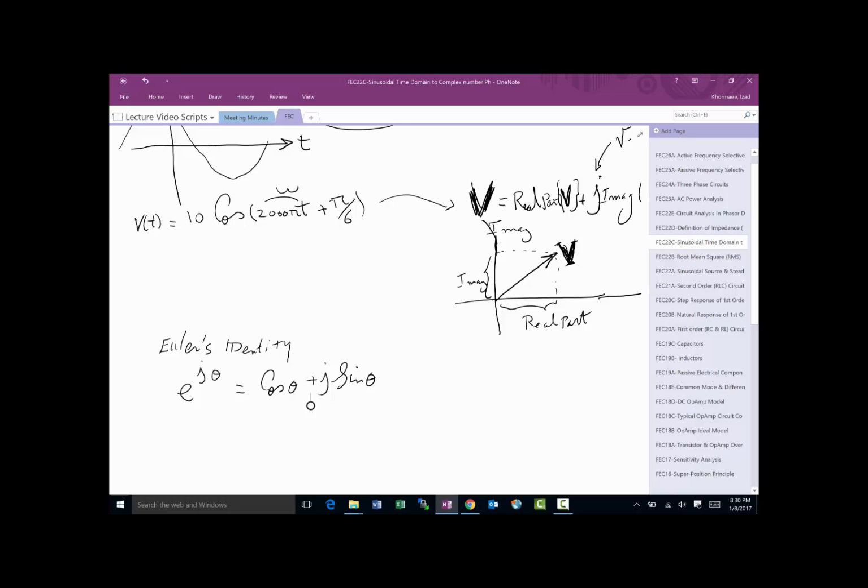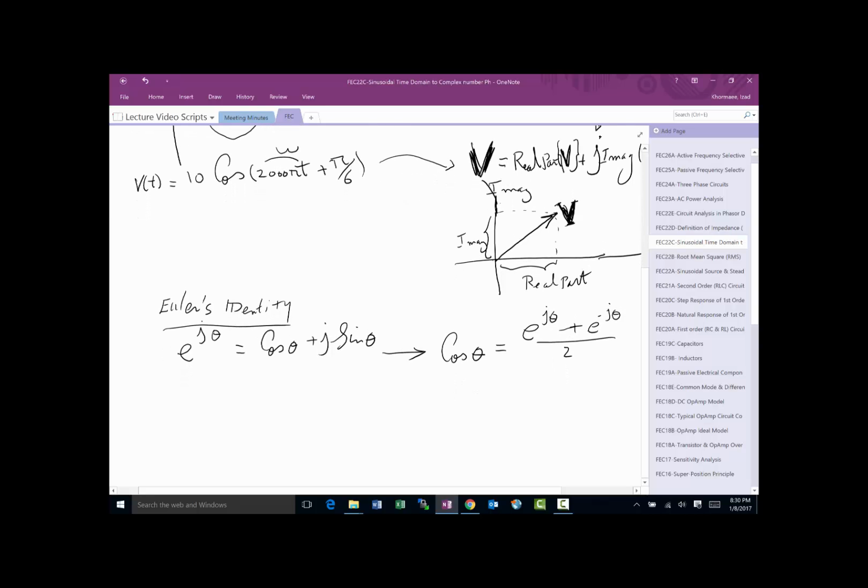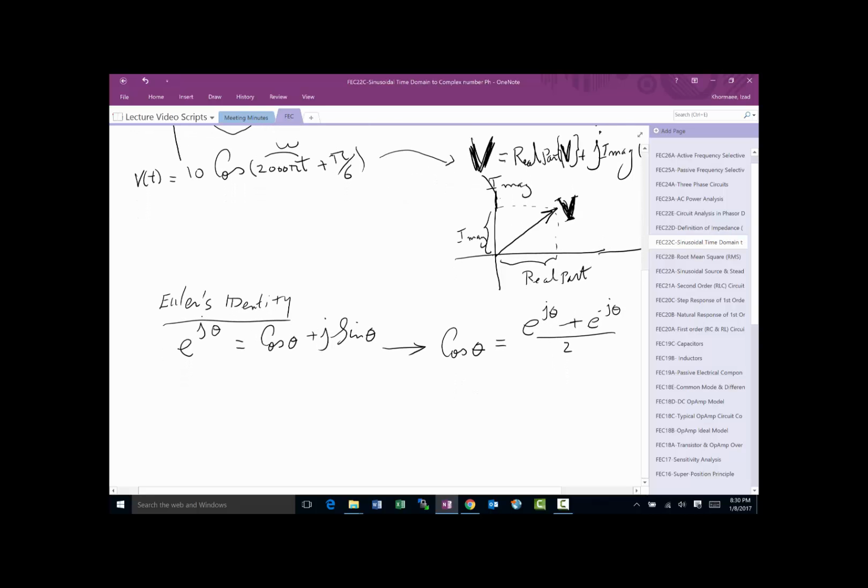Okay, so the identity also could be written slightly differently. It could be written as cosine of theta equals e to the j theta plus e to the minus j theta, divided by two. So there are different ways of writing it, but these both are identities. Now let's go on and see how we could take v of t over there.